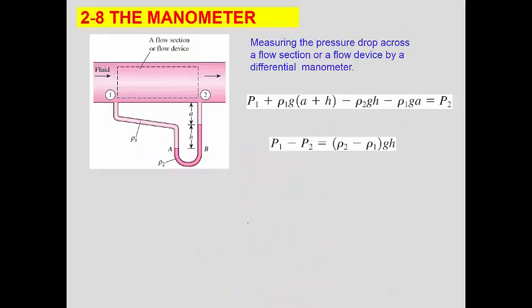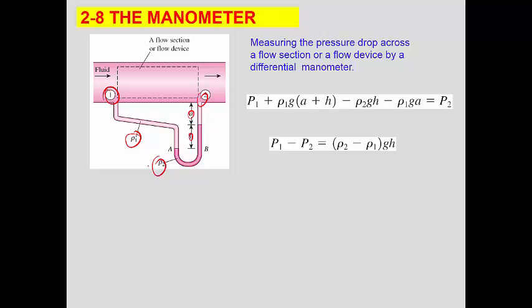The manometer is also used to measure pressures across a flow section. So in this case, from point 1 to point 2, what you have is differences in elevation. You have A and H. You look for those differences, and then you have, in this case, liquid 1 and liquid 2, which we usually use mercury.